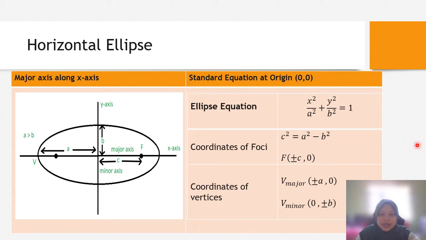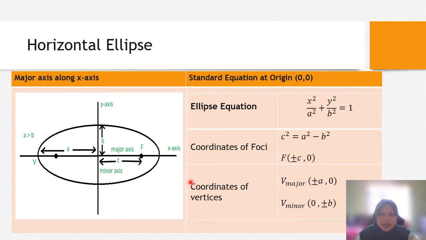Now let's see the free body diagram of the ellipse first. The semi-major axis, from here to here, is represented by the character A. The semi-minor axis, from here to here, is represented by the character B. The coordinates of the foci are represented by the character C, and the vertices by the characters A and B.